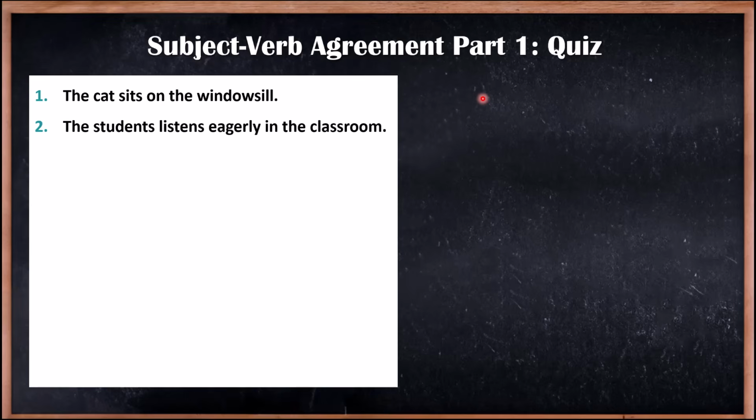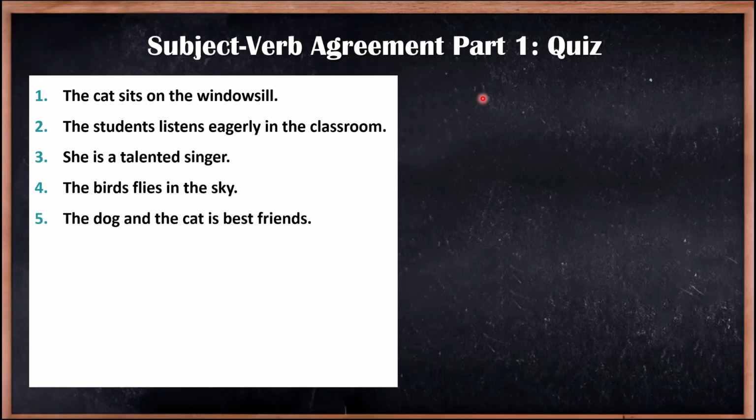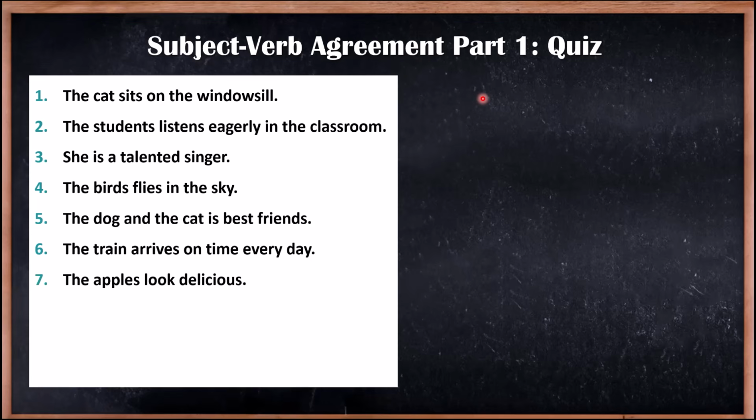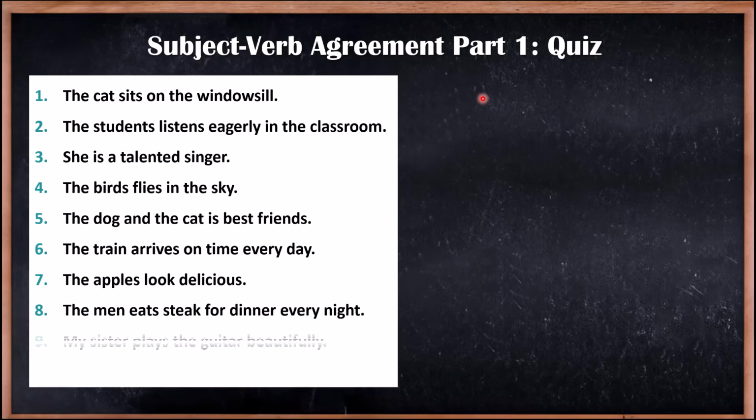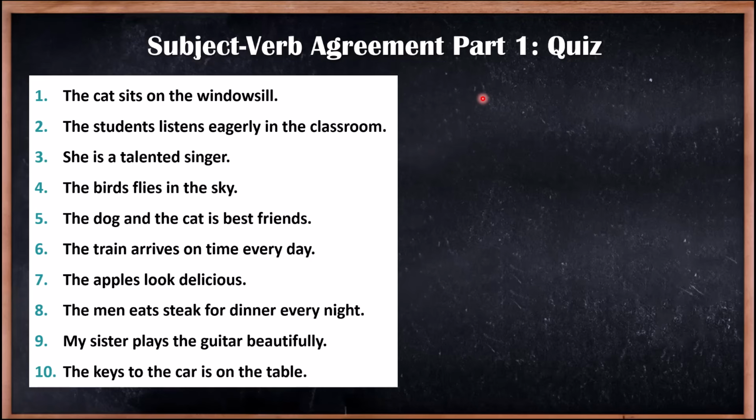Number 2, the student listens eagerly in the classroom. Number 3, she is a talented singer. Number 4, the birds flies in the sky. Number 5, the dog and the cat is best friends. Number 6, the train arrives on time every day. Number 7, the apples look delicious. Number 8, the men eat steak for dinner every night. Number 9, my sister plays the guitar beautifully. And finally, number 10, the keys to the car is on the table.